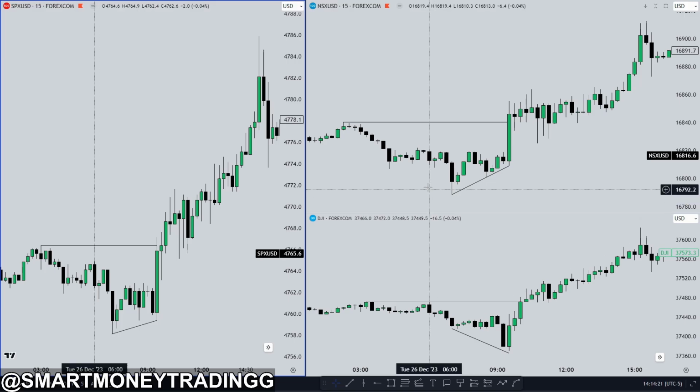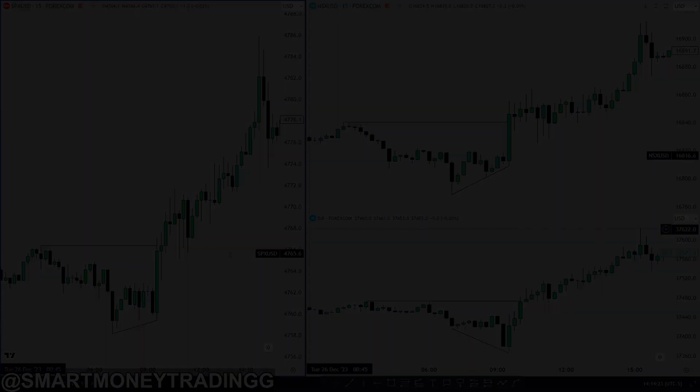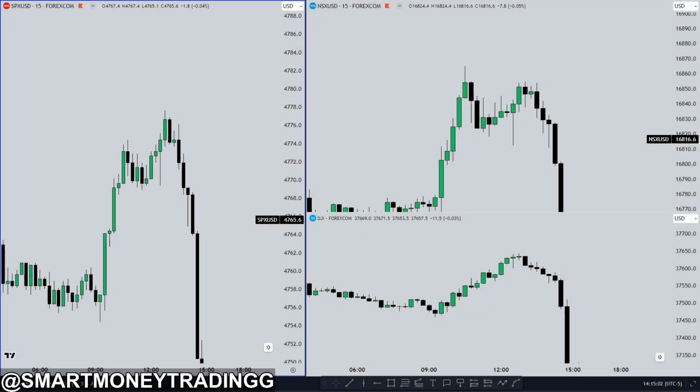But for the bearish scenario, it's a lot different, and I'll explain that right now. All right, this is going to be a bearish scenario. I'm going to show you guys how you use it on a bearish scenario.